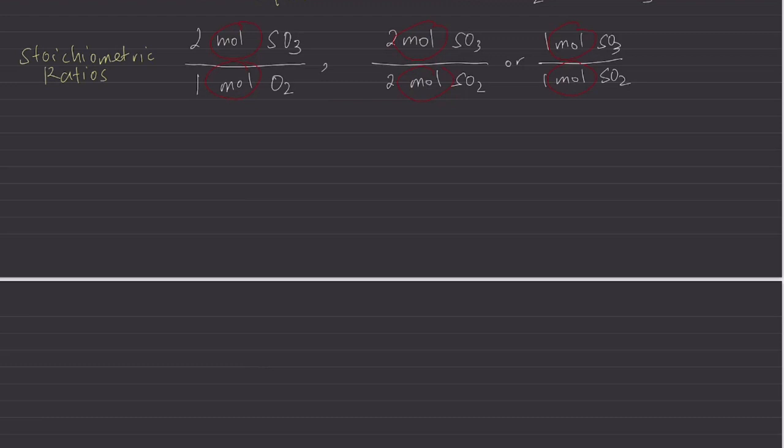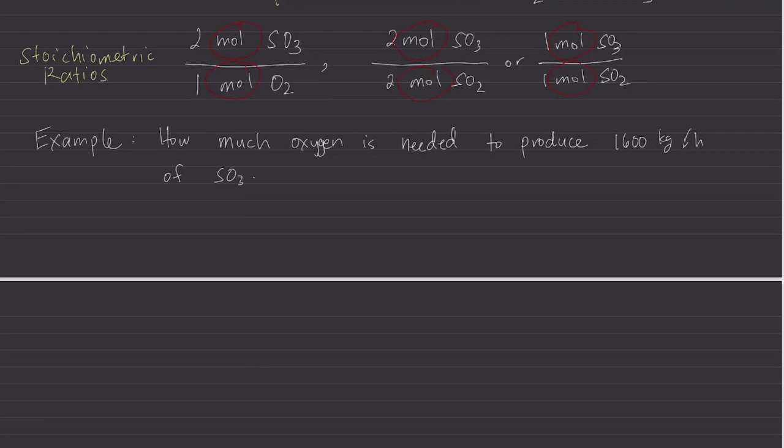So say for example, how much oxygen is needed to produce 1,600 kilograms per hour of SO3? Report in kilograms per hour O2.